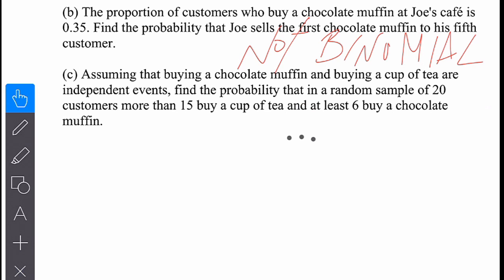Okay, so let's see. C, assuming that buying a chocolate muffin and buying a cup of tea are independent, that means if someone buys a muffin, then it doesn't affect the probability of buying tea. Tea is still bought with a chance of 35%. Find the probability that in a random sample of 20 customers, more than 15 buy a cup of tea and at least 6 buy a chocolate muffin.